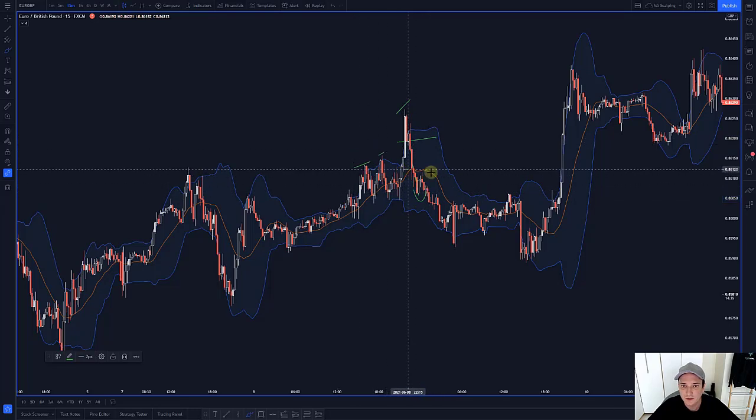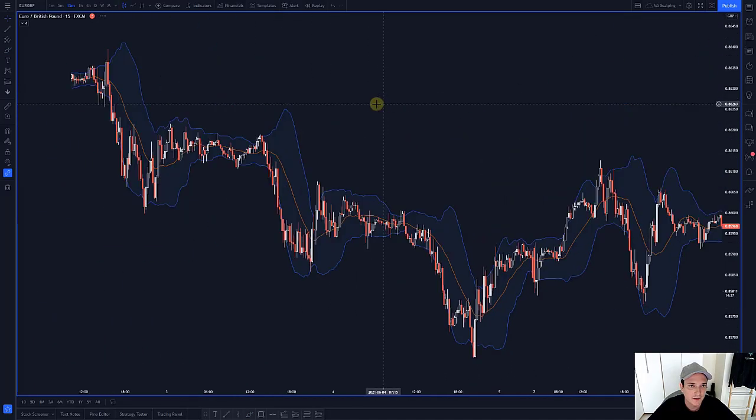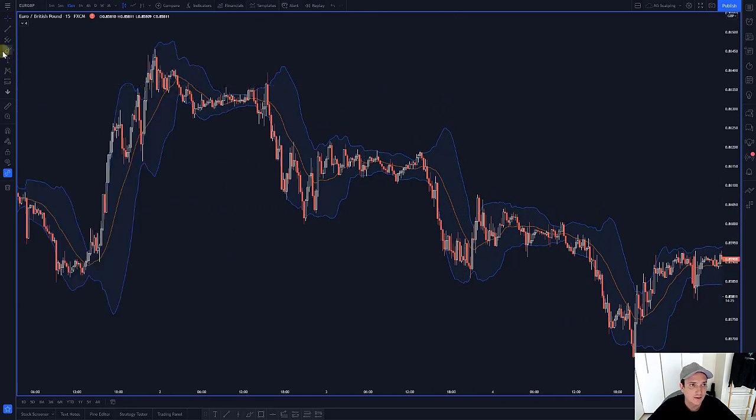As target, you could use the middle of the Bollinger Bands or the other side of the Bollinger Bands, or you do a trailing stop. It's really up to you how you want to play this. Just really important is we need those 3 drives, like 1, 2, 3, and off we go. 1, 2, 3, and down we go.